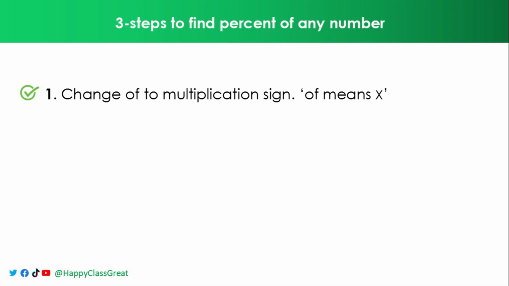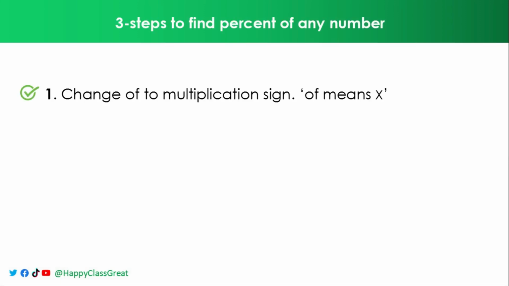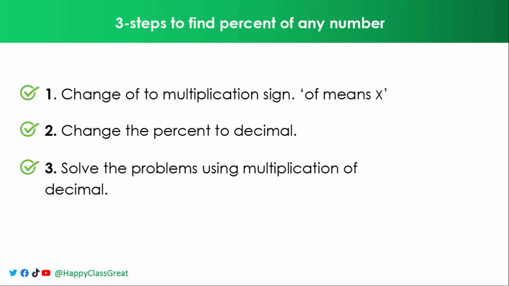You understand? Like if you look at this question, you have to find 12% of. That means that "of," you change it to times, the multiplication sign. And the next step is to change the percent to decimal. And the third step is to solve the problem using multiplication of decimals.